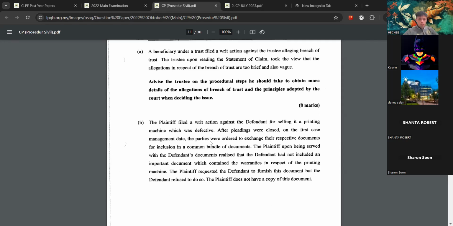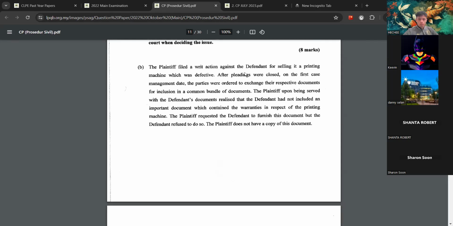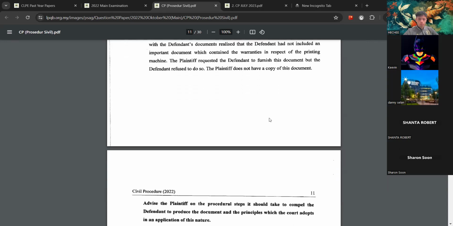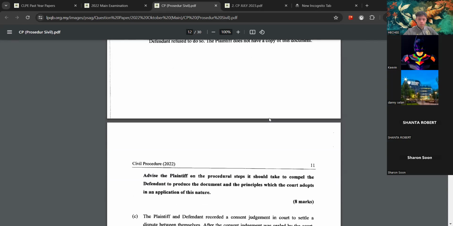Okay. B. Plaintiff filed writ action against the defendant for selling a printing machine which was defective after pleading close on the first case management day. Parties ordered to exchange their document for inclusion, bundle of document. Upon being served, realized that defendant had not included an important document containing the warranties in respect of the printing machine, requested the defendant to furnish the document, but defendant refused to do so. Plaintiff does not have a copy.